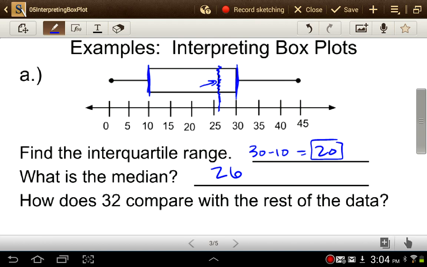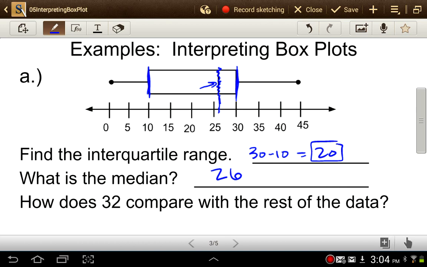How does 32 compare with the rest of the data? Well, what happens if I told you that one of the data values was 32? How would that compare? Well, 32, if you look here, 31, 32 would be about right here. So where does that compare? Well, remember I told you that these broke into sections of 25%, 25%, 25%, and 25%. Well, I know that 32 is greater than 25, 25, and 25, which is 75%. So I would say 32 is greater than 75% of the rest of the data.